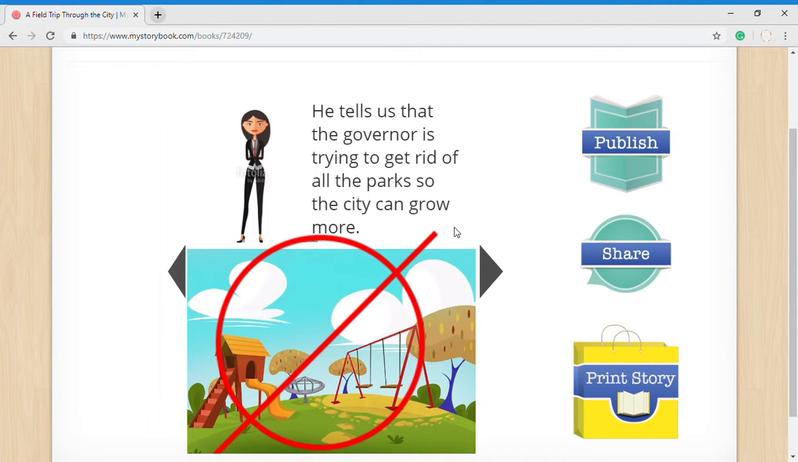So those were all of our allegorical meanings, and that is what we had for our story.